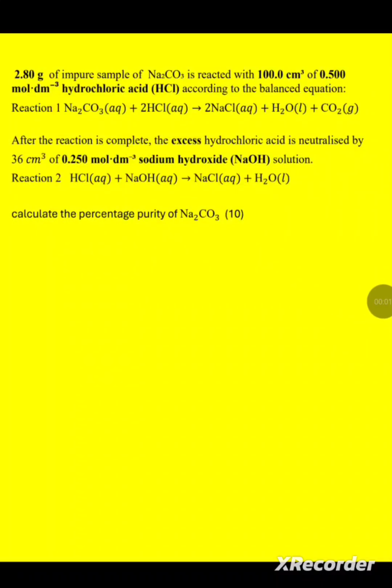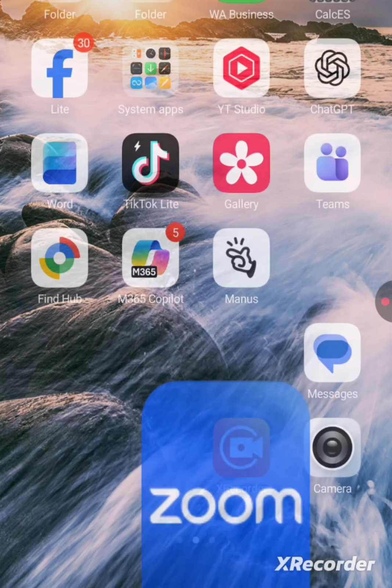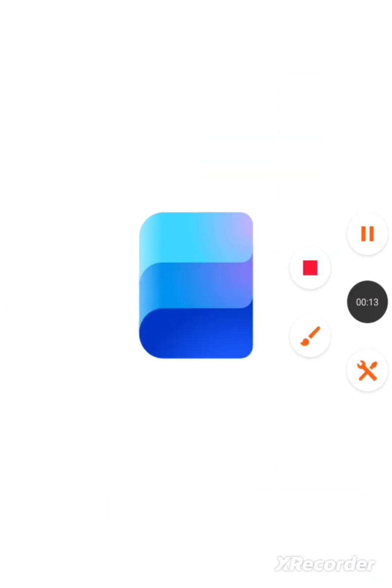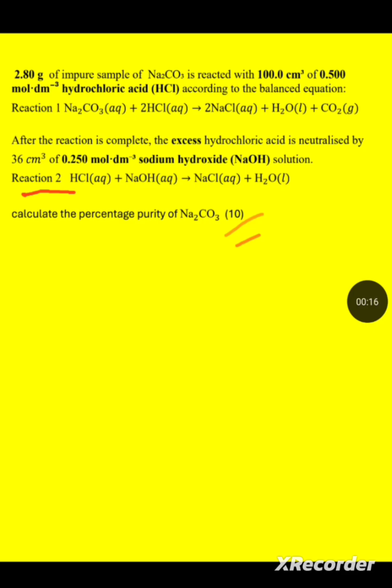Right now we are looking at this question for percentage purity for 10 marks. You are given reaction 1 and reaction 2. When you are given 2 reactions, this is what you need to do. You look for a reactant that appears on both sides, in reaction 1 and reaction 2. That reactant will be the excess reactant.